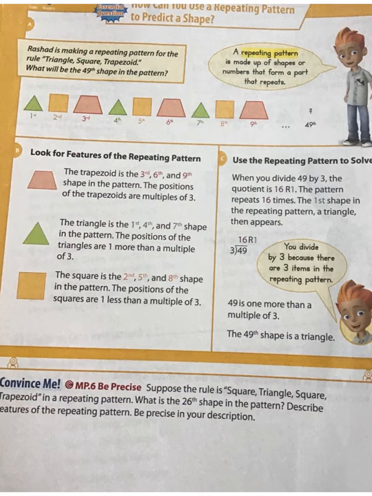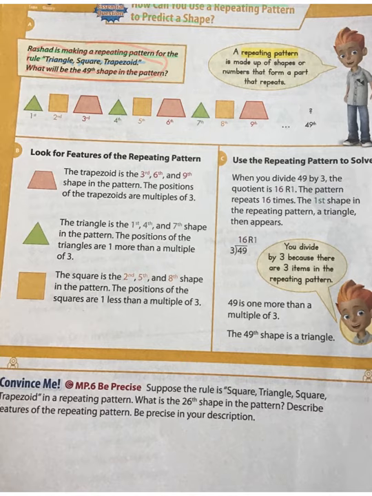Let's look at this problem. It says, how can you use repeating patterns to predict a shape? Rashad is making a repeating pattern for the rule. We have triangle, square, trapezoid. We want to know what will be the 49th shape in the pattern. Well, you don't actually have to draw out 49 shapes. Since we know that there are 3 shapes in the pattern, we can just divide 49 by 3 and see what the shape will be.